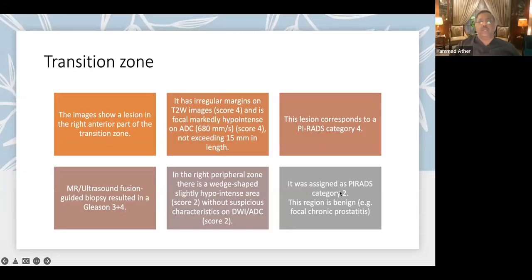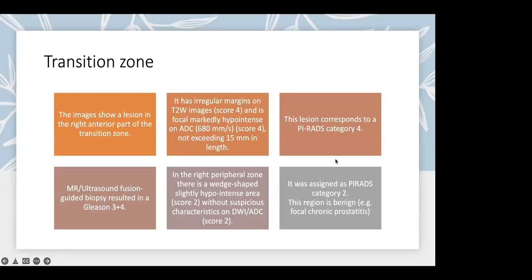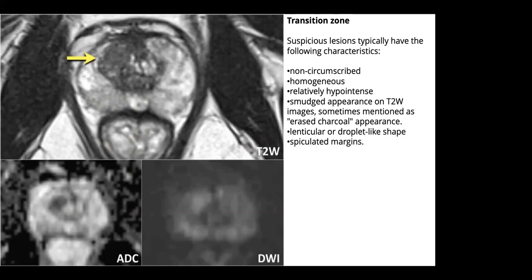Yes, it did turn out to be a cancer. It was a 3+4 Gleason grade cancer on biopsy. Yes, and let me give you one more example on this previous one. If you look at the peripheral zone below the yellow arrow, you again see wedge-shaped areas which are slightly low in signal intensity and have no significant restriction.